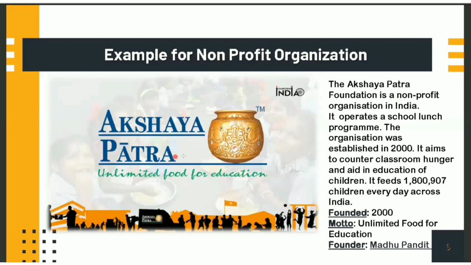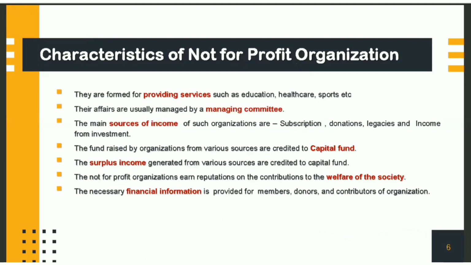Akshay Patra is one of the examples of an NPO. This organization was set up in the year 2000. The motto of this organization is Unlimited Food for Education. It operates a school lunch program for small children. This is an example of an NPO. Now let's understand the characteristics of NPO.